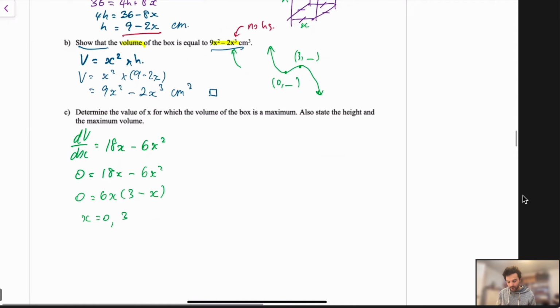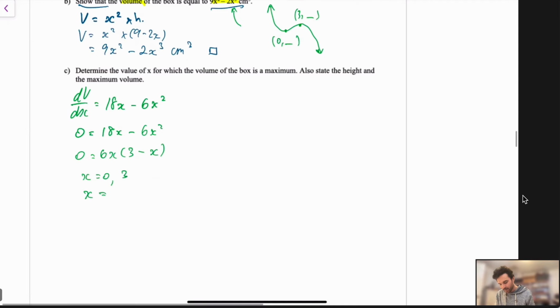So we found the value of x. So we can say x is equal to 3 centimeters. They haven't asked us to confirm the nature of that point. There we'd have to use the double derivative test to test that one, but we don't have to because it doesn't ask us to. So we found that.